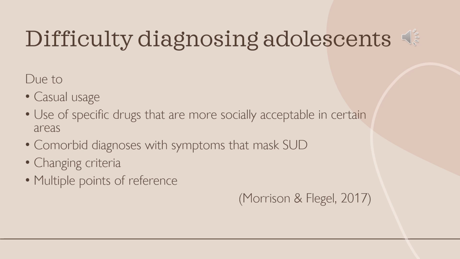It can be difficult to diagnose substance use disorder in adolescents, and that's due in part to prevalent casual usage of substances during those years. It's also due in part to specific drugs being more socially acceptable in certain areas, and so even if individuals are using those drugs frequently, it's not necessarily viewed as problematic. There are also comorbid diagnoses in which the symptoms of those conditions will mask substance use disorder. And we know that adolescents very frequently will hide their substance use.